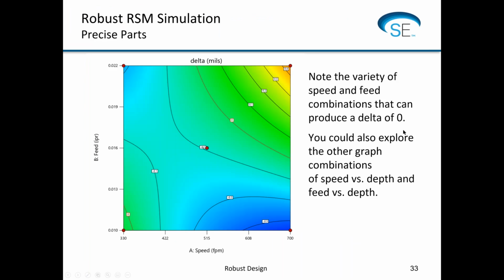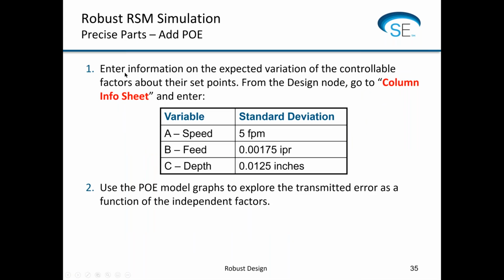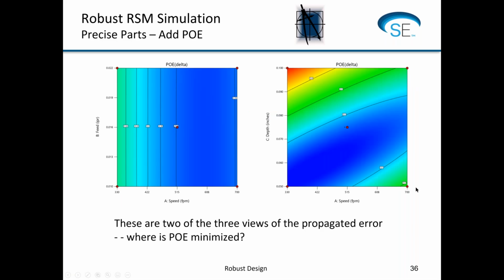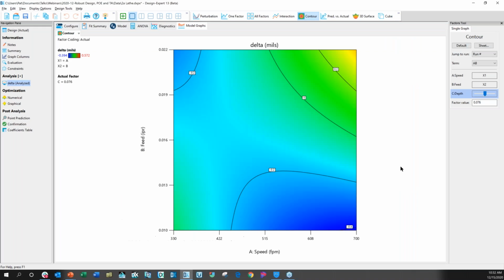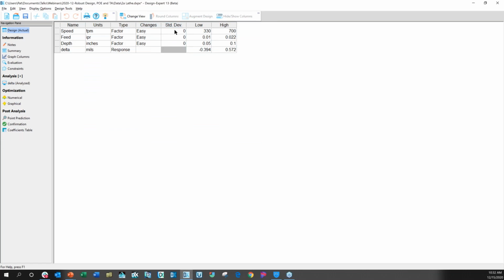Okay, so now we know we can do the functional part. Let's look at this part. Okay, so now we're going to enter the information. These are the standard deviations of the factors around their set points. There's a 5, a 0.00175, a 0.0125. We can enter those, and then we can do propagated error. So let's go do that. I go back to the design, and again, change the view to column info. Those values were 5 for A and 0.00175 for B and 0.0125 for C.